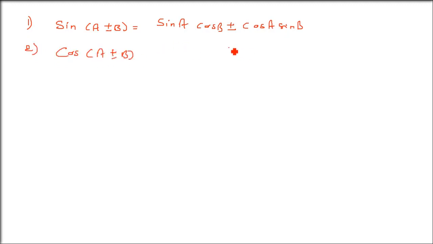cos(a plus minus b) is cos a cos b. When left is plus, right will be negative. When left is negative, right will be positive. So you have cos a cos b minus plus sin a sin b.